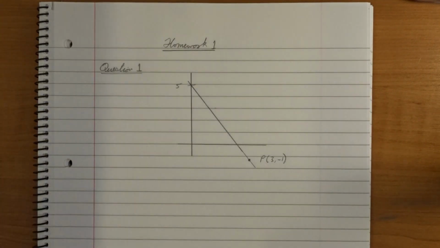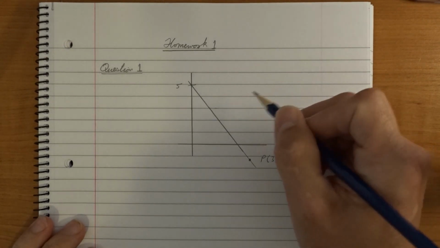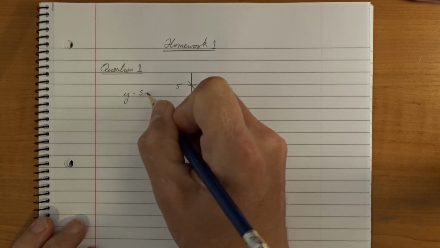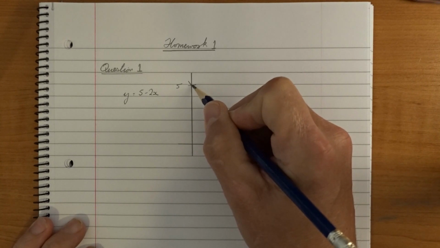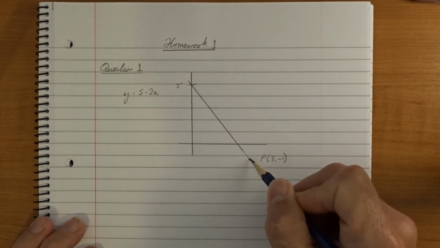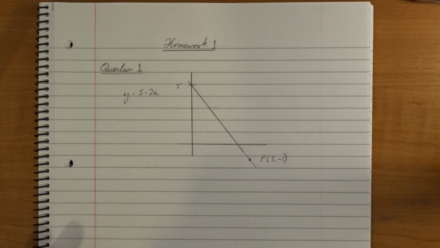So, simple question. It's still always worthwhile starting with the diagram. So the equation is y equals 5 minus 2x. So we go through the y-axis at 5, we've got a gradient of minus 2, so the line is going down, and here's point P, which is the point (3, -1).